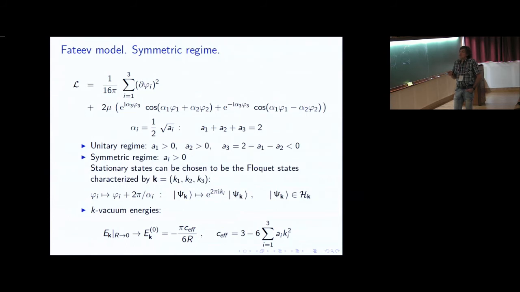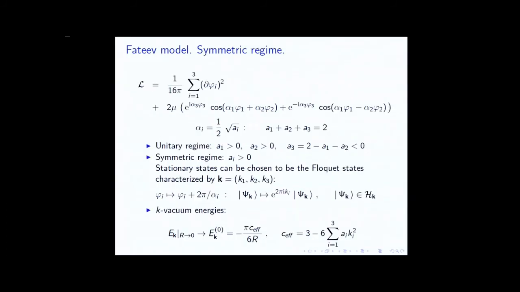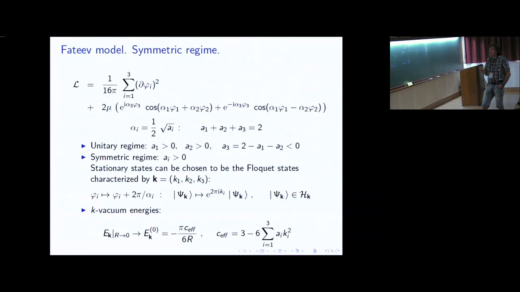and then what we need to do is just do this calculation, then send alpha 3 equal to 0, and you get the Bukhvostov-Lipatov model. And also, it's important that in the symmetric regime we have three fields. For this reason, now we have three quasi-momenta, three different periods of the potentials, and in principle the result depends on three numbers, K1, K2, K3.